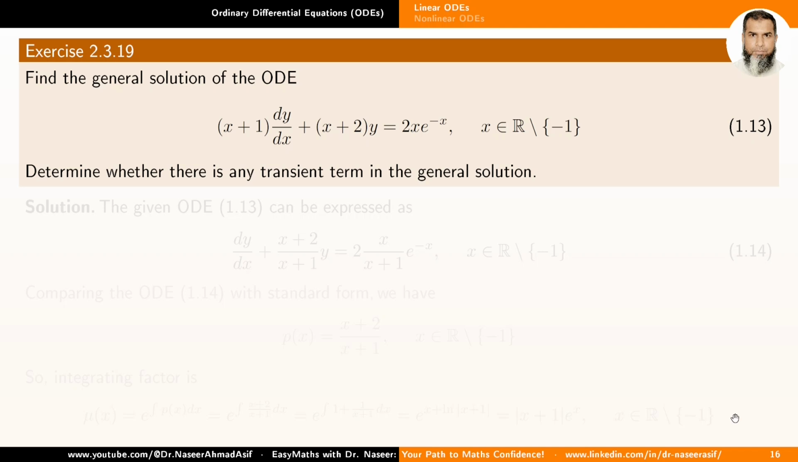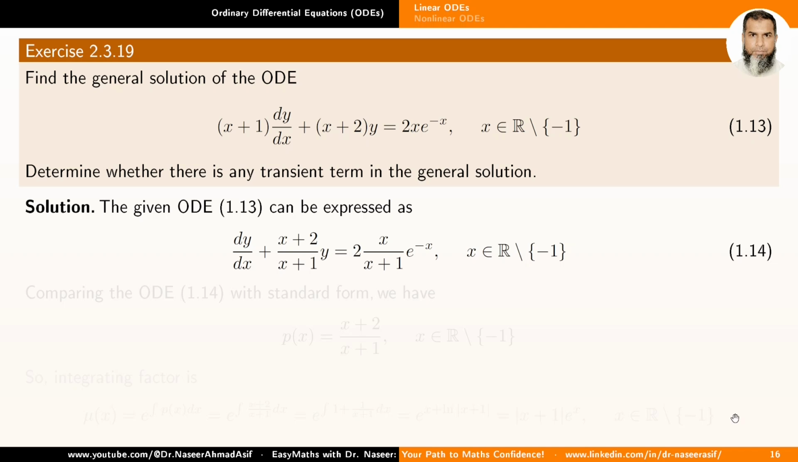Determine whether there is any transient term in the general solution. We'll see the solution. The given ODE 1.13 can be expressed as dy/dx + (x+2)/(x+1) y = 2x/(x+1) e^(-x), where x ≠ -1.